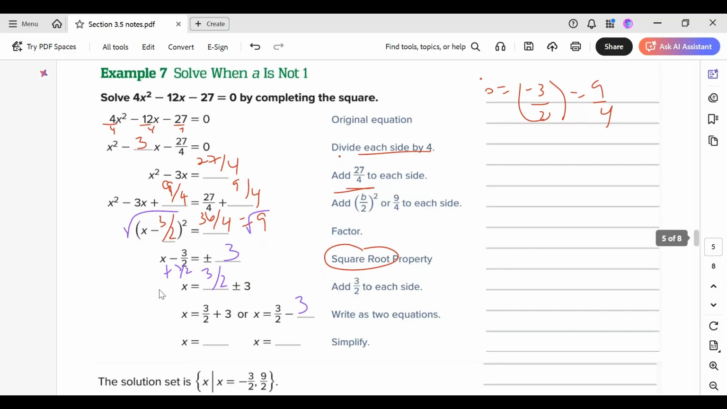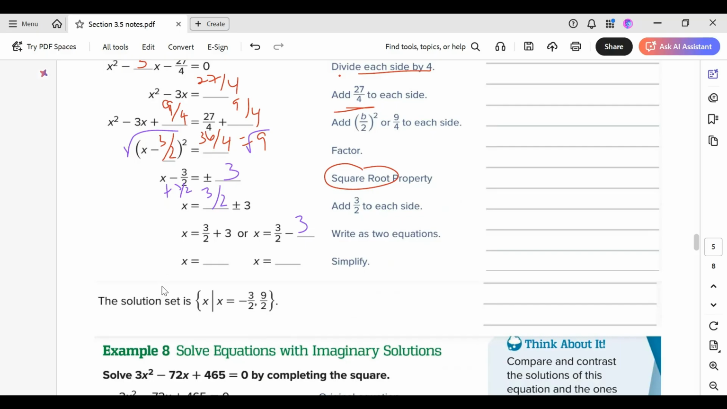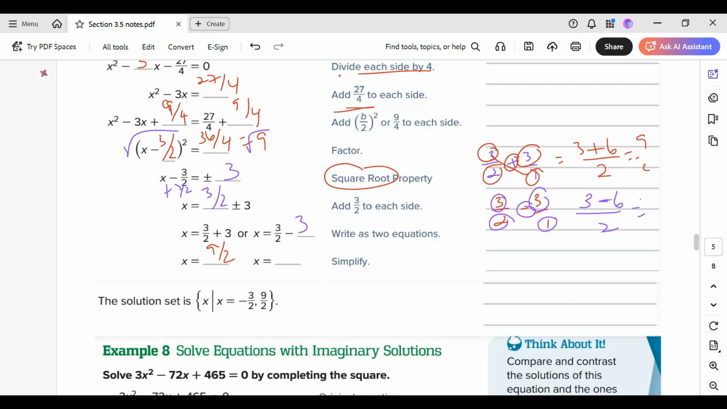When we get to this point, you're doing your fraction pieces, so think of 3 halves plus 3 over 1. If you do the products, this gives you 3. These give you 6, and then there's a plus sign between them, divided by 2, and we get 9 over 2 for the first one. If we do 3 halves minus the 3 over 1, same situation. The product here is 3. The product here is 6, but there's a minus between them, over 2, and we get negative 3 over 2.